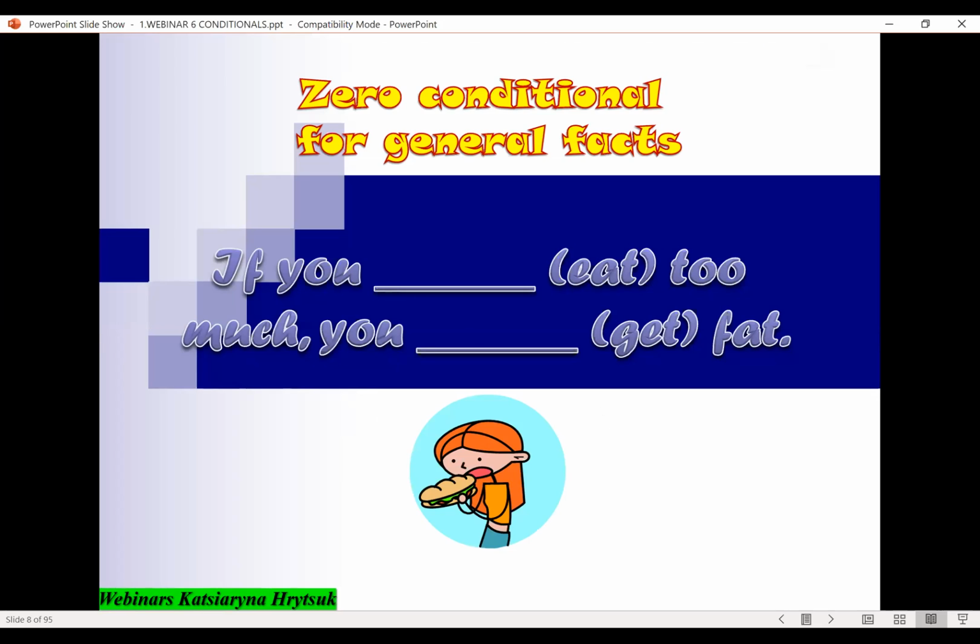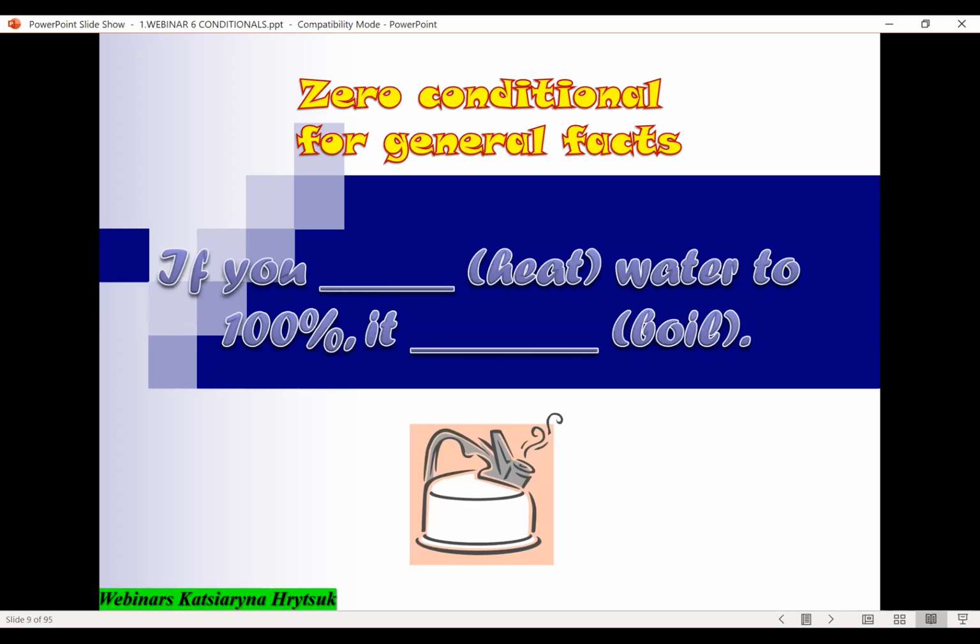So now you make this zero conditional, where we are talking about general facts. Let's go. Sophia. If you eat too much, you get fat. Absolutely. So if you eat too much, the if clause, you get fat, the main clause, also present simple. Next example.